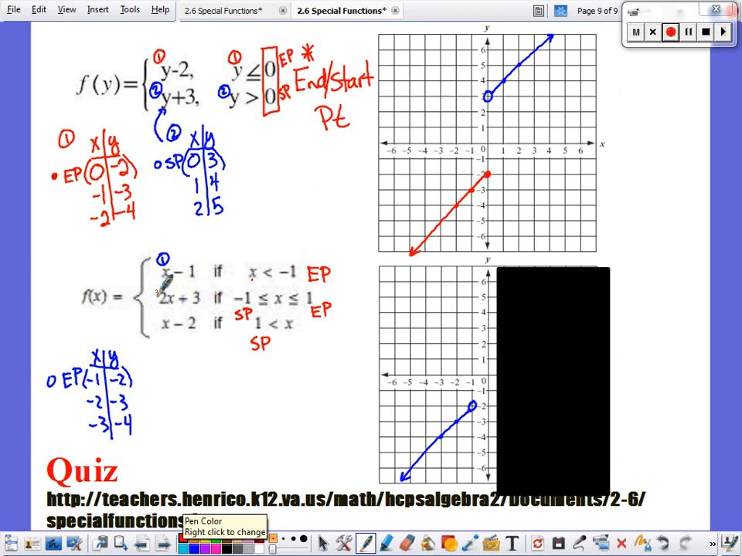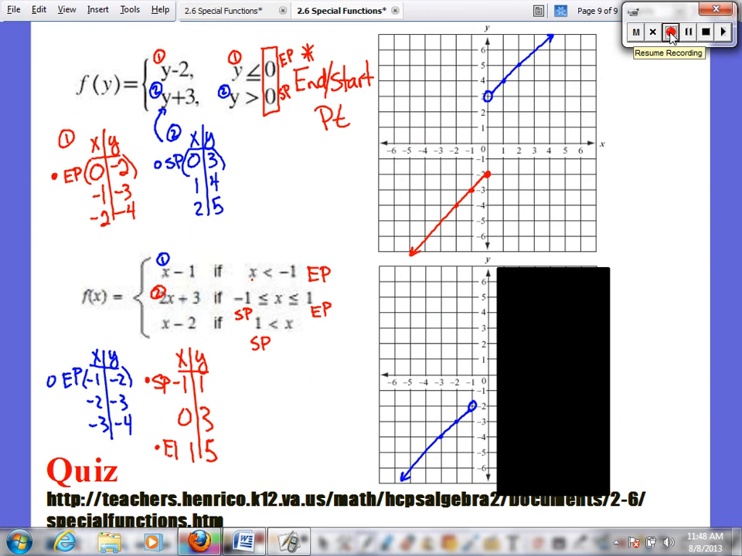The next one I'll put in red. I'll put number 2. Now notice this one's a little different. I have a start and end point. So -1's my start point. 1's my end point. What's in between them? How about 0? So I got start point, I got end point, and they're both going to be closed. And so I plug in -1 right here. 2 times -1 is -2 plus 3. So I got -2 plus 3 is 1. If I plug in 0, I get 3. If I plug in 1, I get 5.